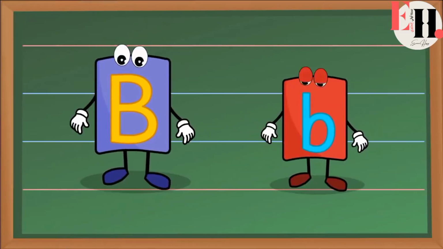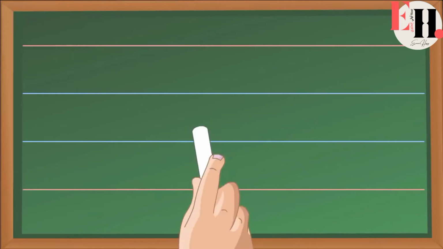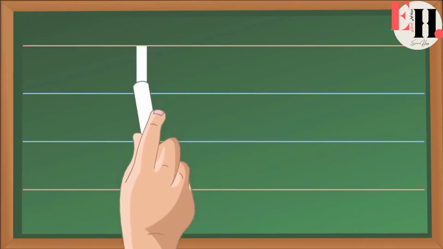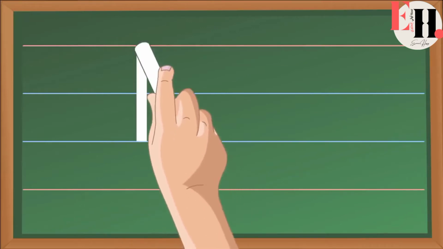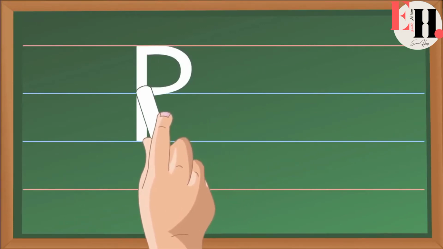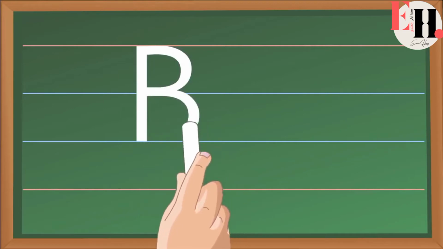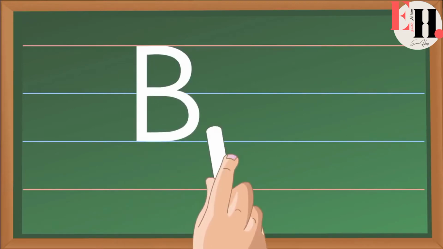B. Capital B. Start from the top and draw a standing line down. Go back to the top and draw a curve to the middle, then draw a curve joining the bottom.